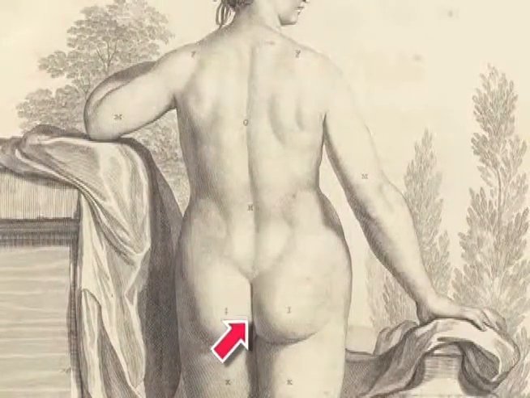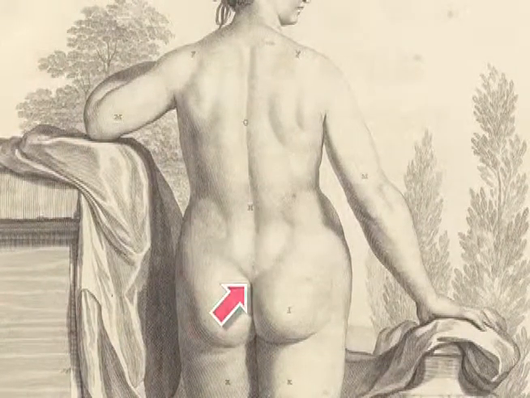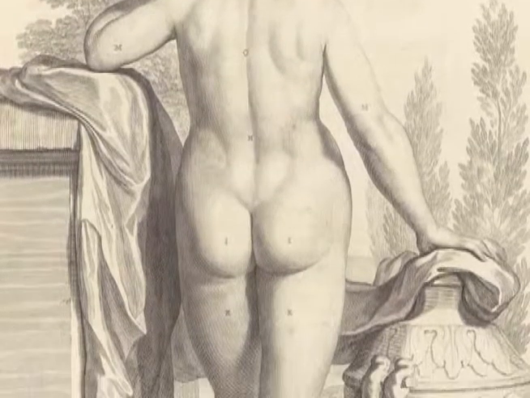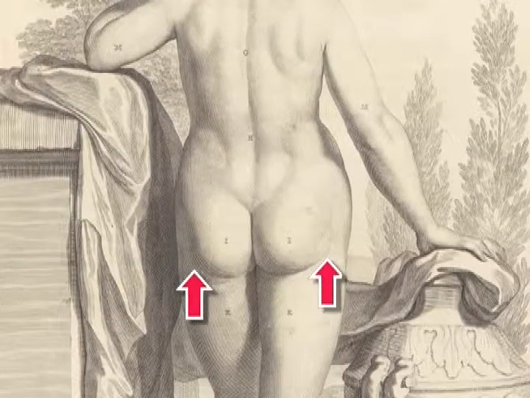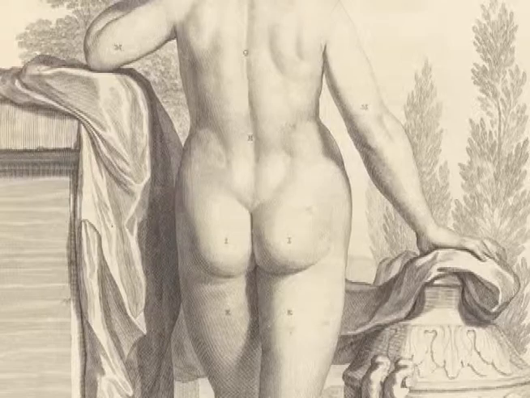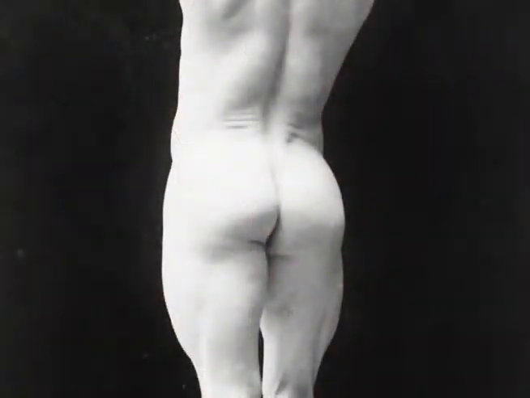There's a deep crevice formed where the two gluteus maximus muscles meet. There's often a fold at the lower extremity where the gluteus maximus meets the muscles of the back of the leg, especially noticeable when one leg acts as the weight-bearing leg.